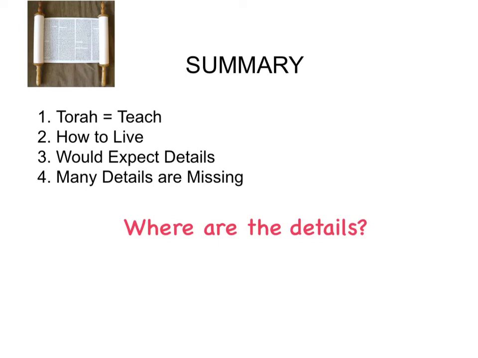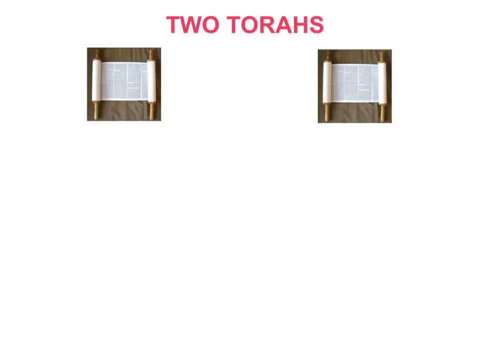We said that we would expect there to be many details that the Torah is teaching us on how to live our lives. We want to know how to do things the proper way and in as many details as possible. Yet many, many details are missing, and we want to know where those details were. So the answer that we discussed is that in fact there are two Torahs.